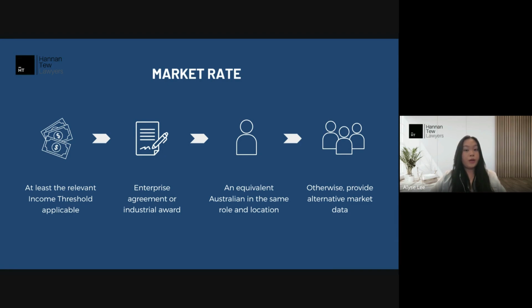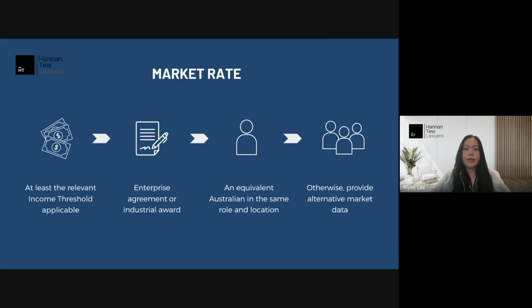For the core skills stream, so as I mentioned earlier, the salary must be paid above the core skills income threshold, which is $73,150 at the moment. Specialist skills stream, it's $135,000, which is the current specialist skills income threshold. The equivalent Australian worker must also be paid above these income thresholds if they are utilised to demonstrate market rates. These two income thresholds are indexed, so they will be adjusted each financial year in line with the average weekly ordinary time earnings. So we'll likely know more what the increase would be in June, July 2025.